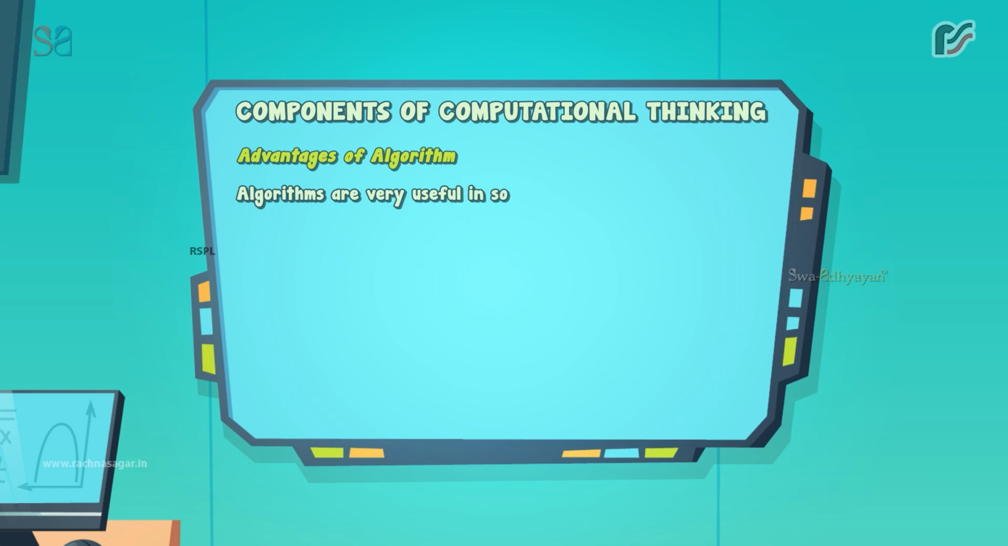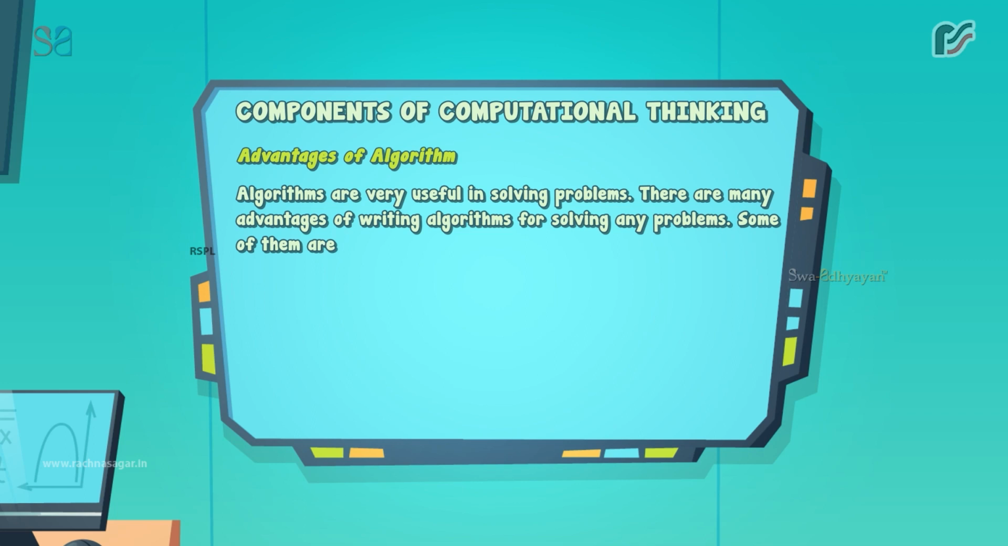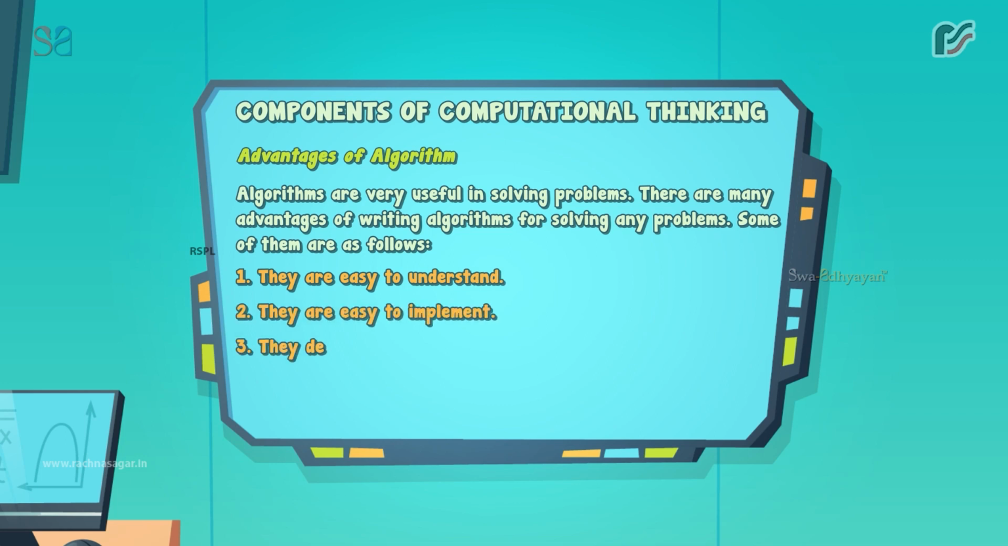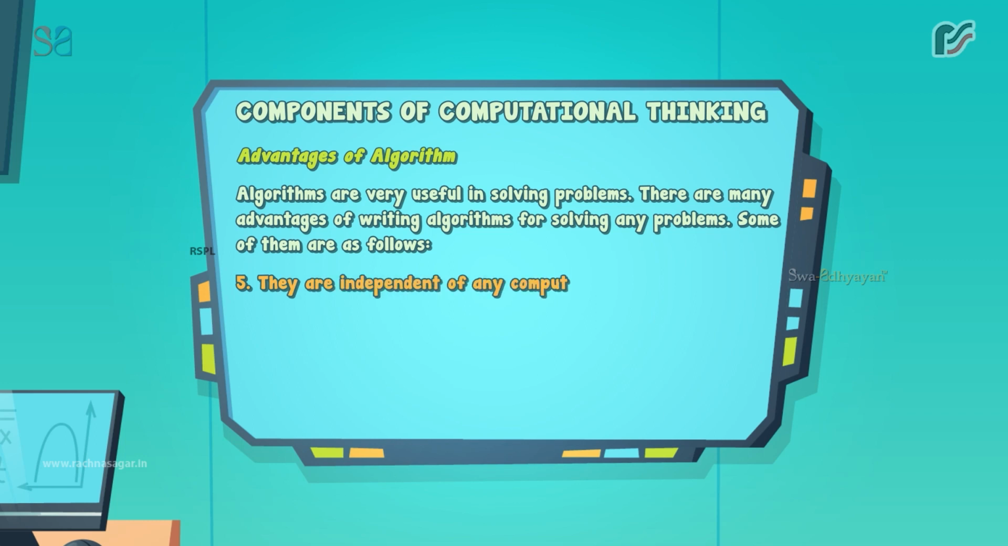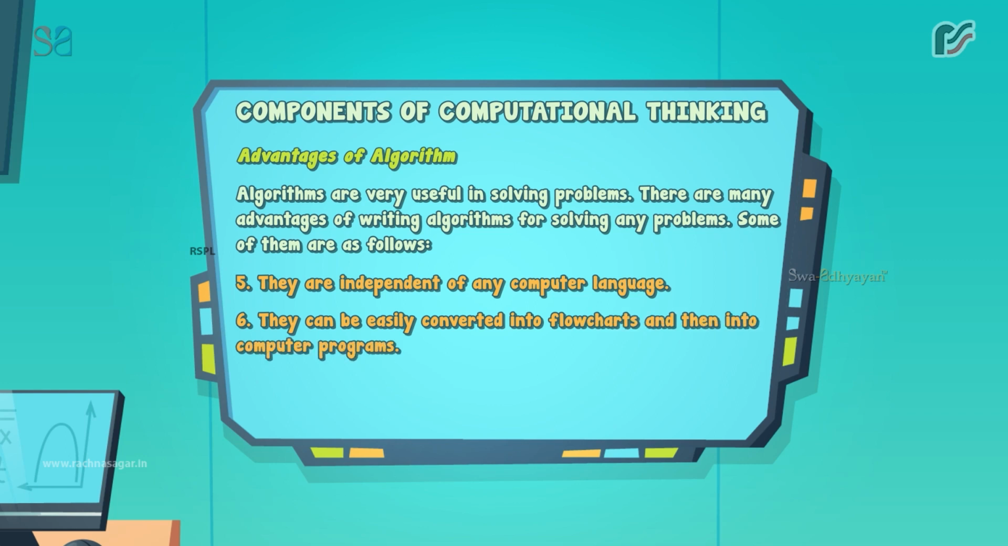Algorithms are very useful in solving problems. There are many advantages of writing algorithms for solving any problem. Let's look at some of them. Firstly, they are easy to understand. Next, they are easy to implement. Then, they describe the steps that should be taken to solve a problem. Also, they help us eliminate any errors in our problem-solving logic. Next, they are independent of any computer language. And lastly, they can be easily converted into flowcharts and then into computer programs.